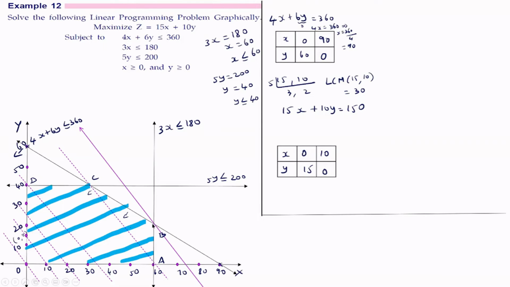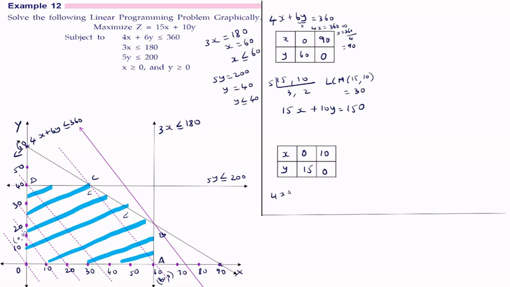Now this point will give the maximum value of z. If we find the coordinates for this point and substitute them for x and y, we will get the maximum value of z. So here the coordinates for B we can find very easily. We already know the x coordinate is 60. So if we substitute x as 60 here, we will get the y coordinate as 20.